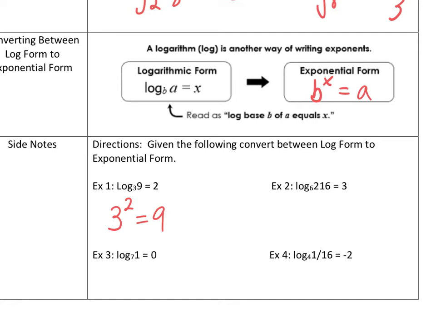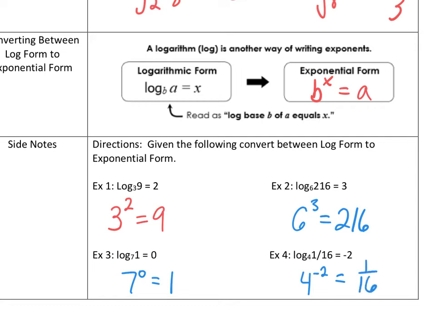Alrighty, next one, example 2. What'd you write? 6 to the third, 216. Okay. Now what? 7 to the 0 equals 1. Isn't anything to the 0 power 1? Yes. Anything to the 0 power is 1. Yeah, that's important. Okay, and then last but not least, 4 to the negative 2.